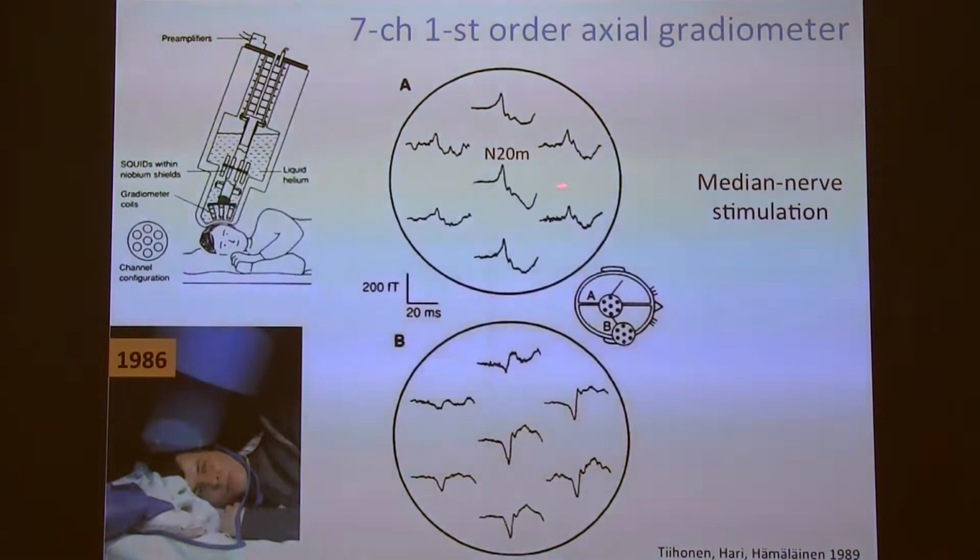This nomenclature is typically used so that N refers to the electric potential and its polarity, so its polarity is negative on the scalp, and this M refers to magnetic. So it's the magnetic counterpart for that.